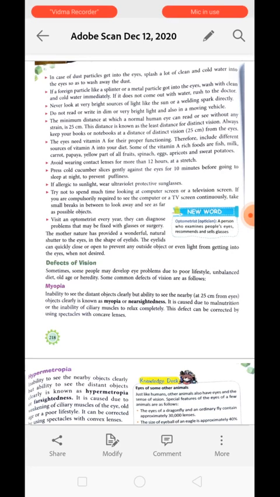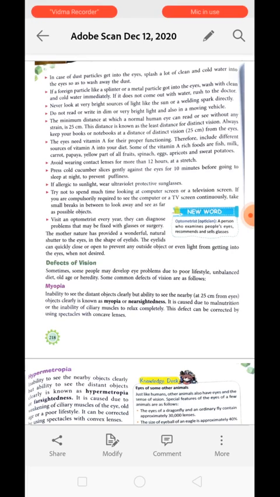Okay, next, avoid wearing contact lens for more than 12 hours at a stretch. If you are wearing a contact lens, avoid using it for more than 12 hours, because it will also cause damage to your eyes. Now, place cold cucumber slices gently against the eyes for 10 minutes before going to sleep at night to prevent puffiness. Just let your eyes get relaxed, and for relaxation you can massage them gently as well.